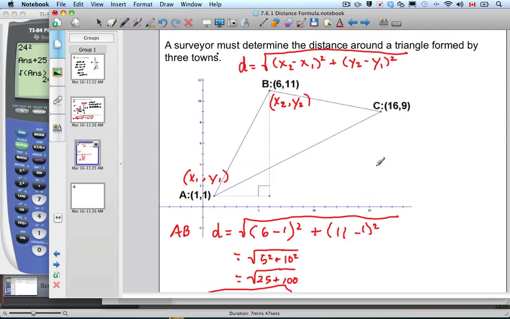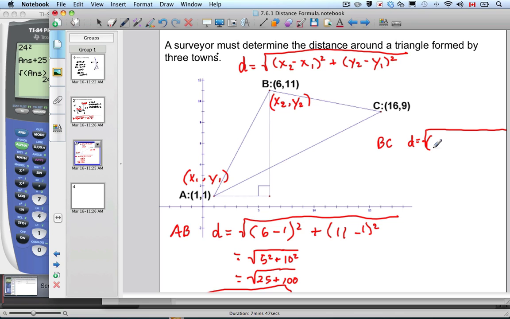We have to keep finishing this one. Now we've got to find BC. All right, BC. Let's find the distance there. Oh, I hope I have enough room. It's not going to work, I think. I can write small. I can do it.